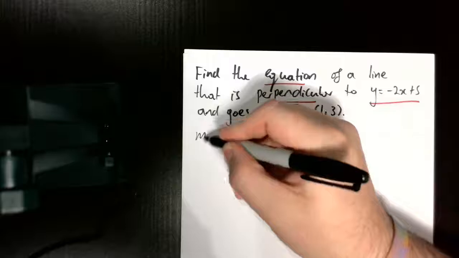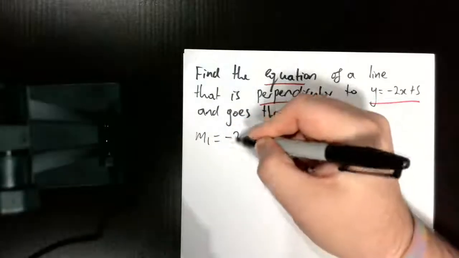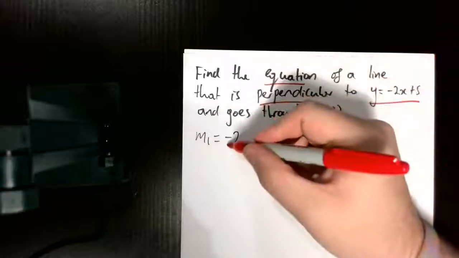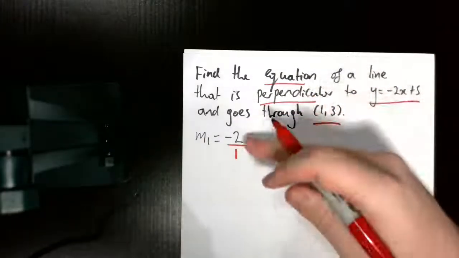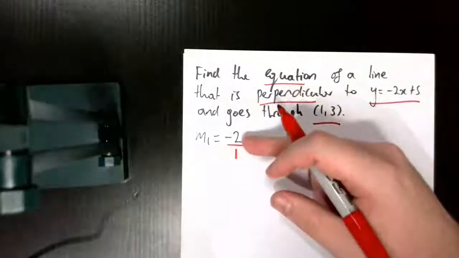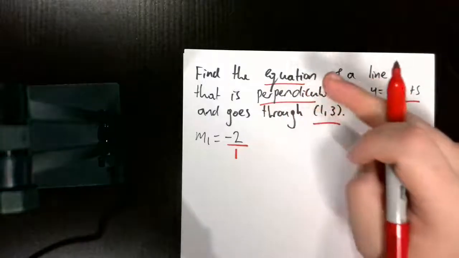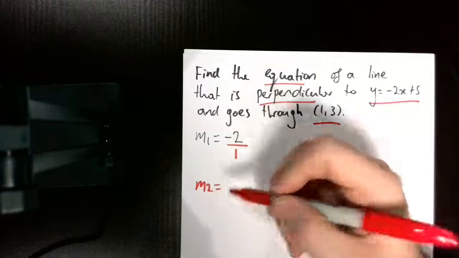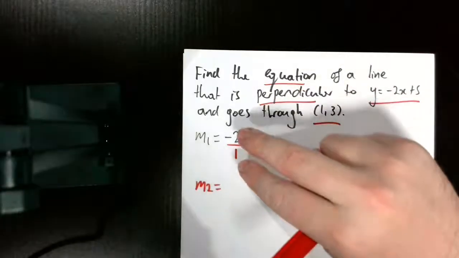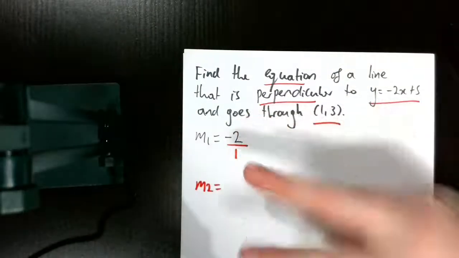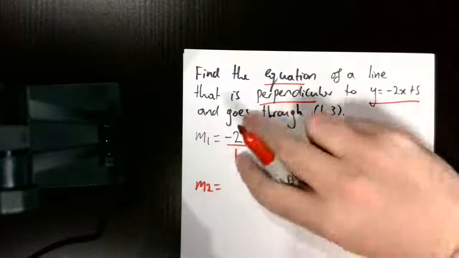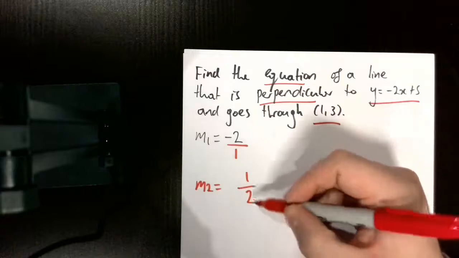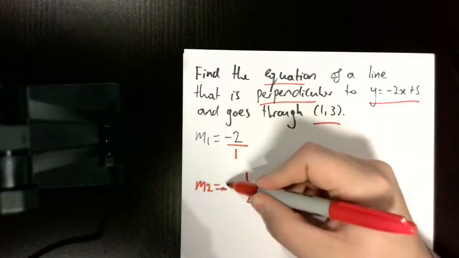So our original line's gradient is m1 equals minus 2. Now, this might help you to understand how this is going to work in just a moment. I'm going to put this minus 2 over 1. Now I haven't changed my number there. If my new line is perpendicular, to calculate my new gradient, m2, I take my original gradient, I flip it and multiply by a negative. So I flip this so it becomes 1 over 2 and multiply by a negative.